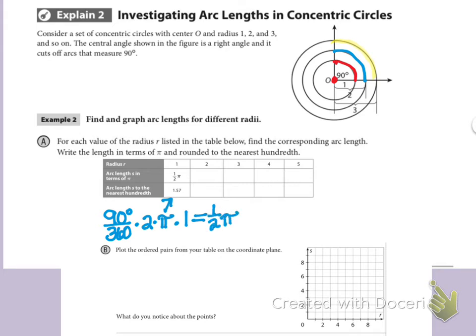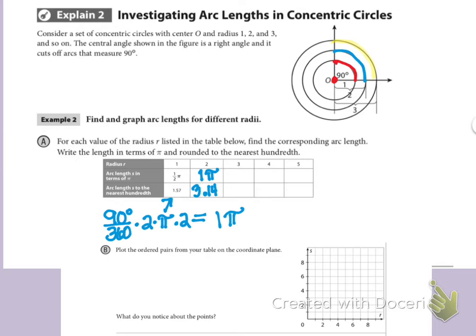So then if we wanted to get the next one, we change this radius. The angle is going to stay the same, but now the radius is 2. So now it's 2 times 2, which is 4. 4 times 90 degrees over 360, right? So that would make just 1 pi, or just pi, right? So that arc length would be 1 pi, or approximately 3.14.